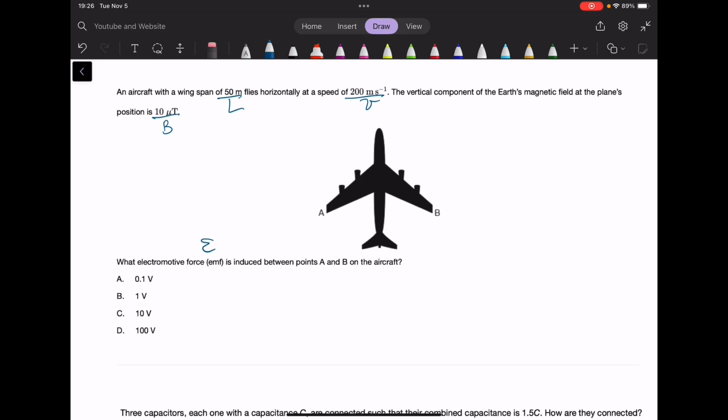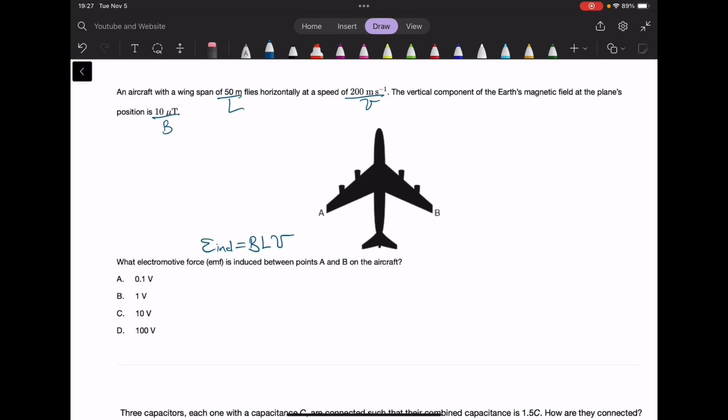So I think in the formula data booklet, you have a formula for motional electromotive force, which is given by this. So induced voltage is equal to B L v.